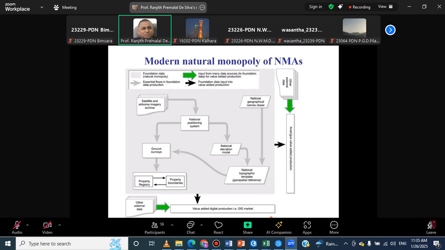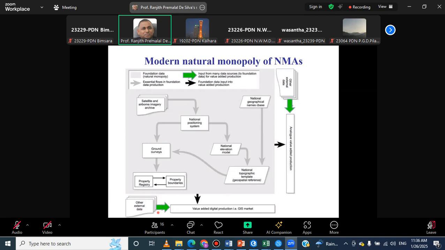And so you can see the green arrow here also, all the other external data to have value-added digital production for the GIS market. If you look at the inside, satellite and airborne imagery archives, so national positioning is same as previously. Ground surveys, you have property registry, property boundaries, and then instead of a topographic data compilation, now we have national elevation model, or the elevation data as a digital elevation model, national topographic template with a geospatial reference where you get the national geographical names database here, and then you combine it with ground surveys and produce this. So finally, an entire thing will produce value-added digital production with a lot of input coming from outside data agencies.